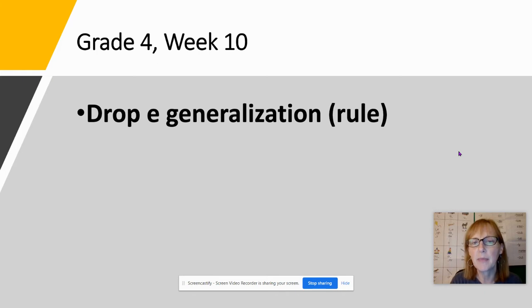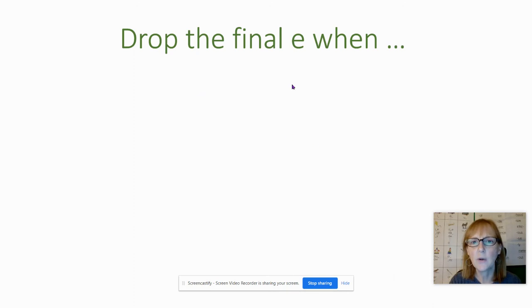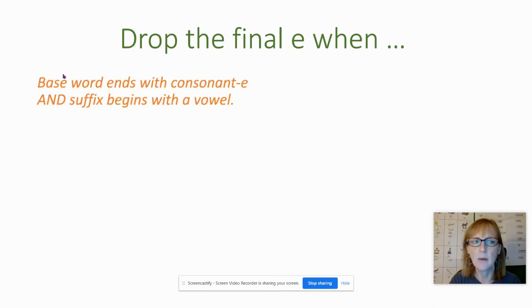This week, we're going to talk about the drop E generalization. And a generalization is just another word for a rule that happens most of the time. Sometimes we have rule breakers. Okay, we are going to drop the final E when the base word ends with consonant E and the suffix begins with a vowel. That sounds a little complicated, but you'll see right now.